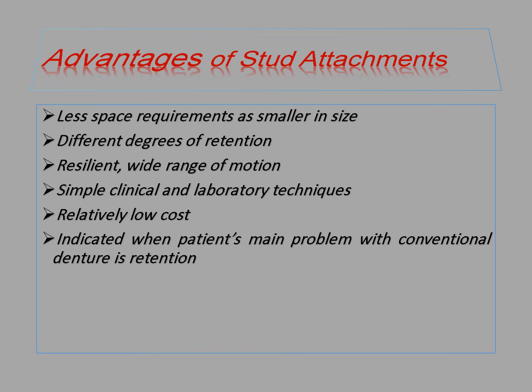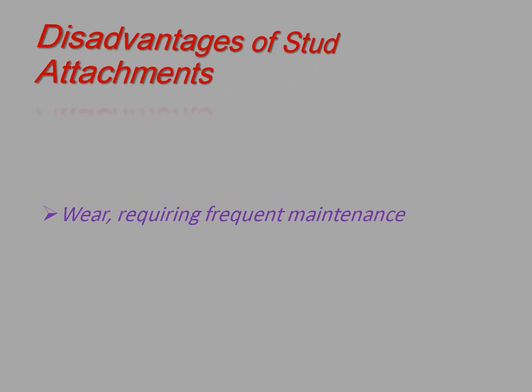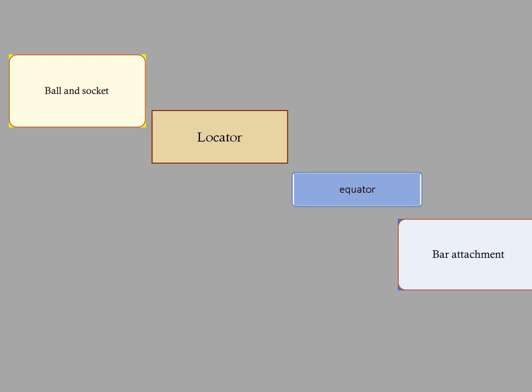Okay, we use the stud when we have less space requirement, meaning limited inter-arch or inter-prosthetic space and low vertical dimension. We can also get different degrees of retention, it is resilient, the cost is low, and it's easy to add. The main disadvantage is that the clip itself needs to be changed after a while, especially if you don't have parallel implants.